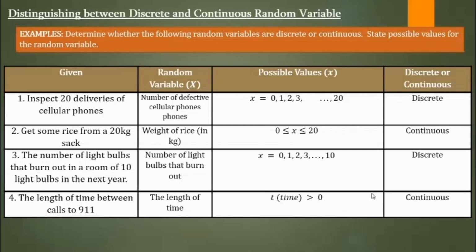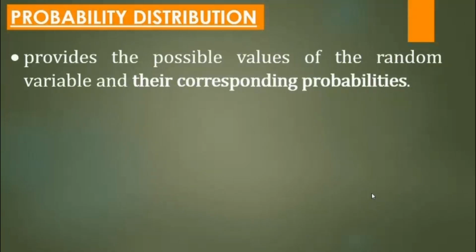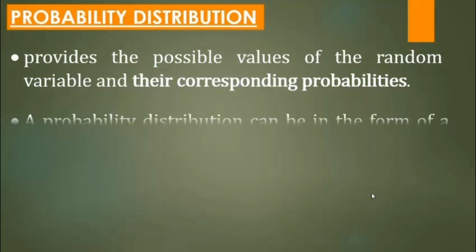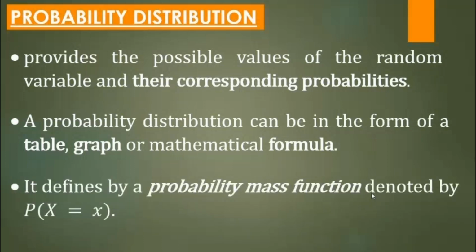So let's proceed to the probability distribution. A probability distribution provides the possible values of the random variable and their corresponding probabilities. Next, a probability distribution can be in the form of a table, graph, or mathematical formula. Then last, it is defined by a probability mass function denoted by the probability of random variable X equal to x.